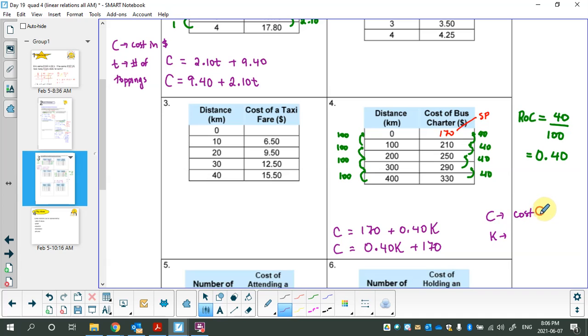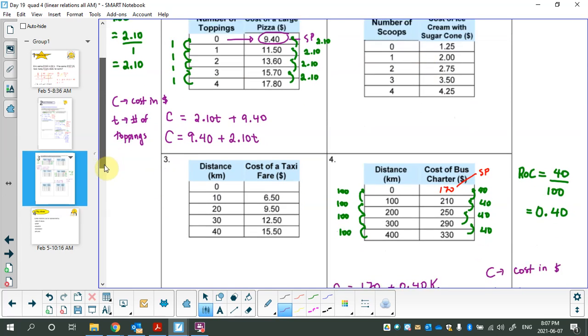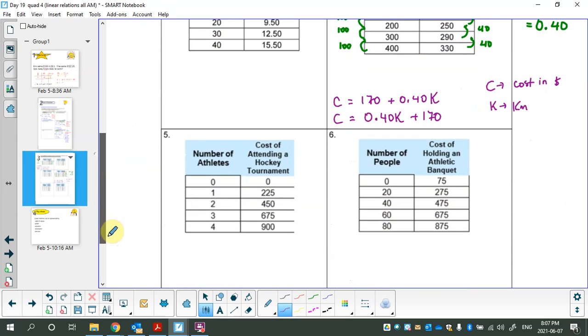So a lot of cost questions. Let's do one more. So that leaves you with one that's complete, one that's a little incomplete. Let's do an actual zigzag.